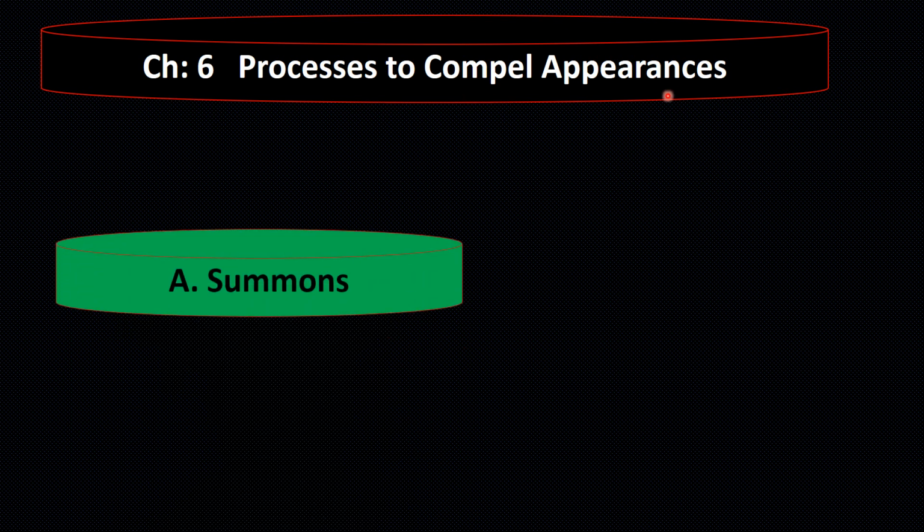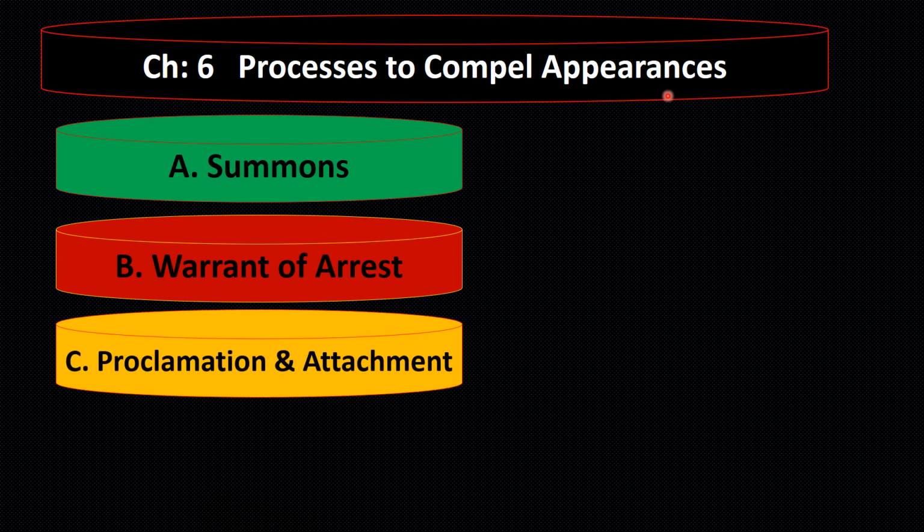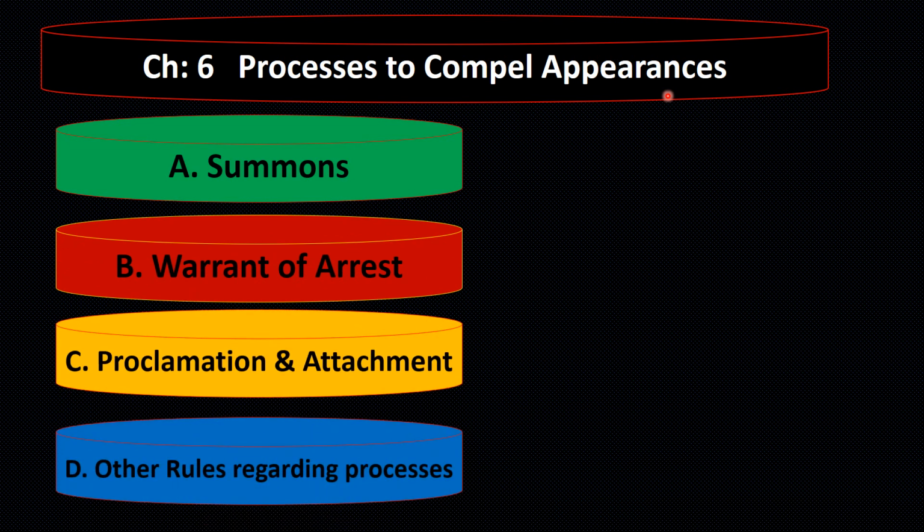Let's do some revision first. Chapter 6, Compel to process appearances. How to compel the person? First, summons. Second, warrant of arrest. Third, proclamation and attachment. Fourth, other rules regarding processes.